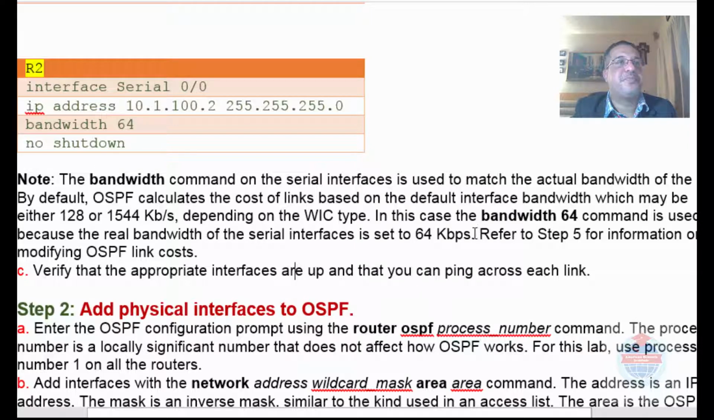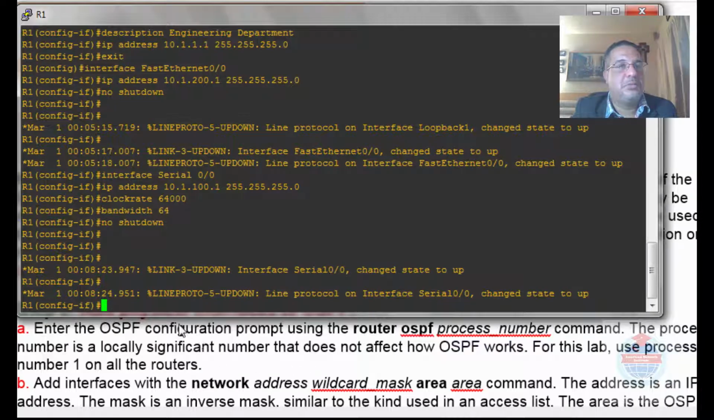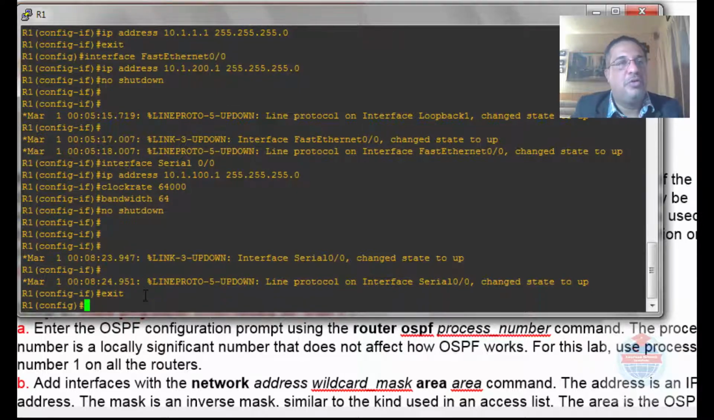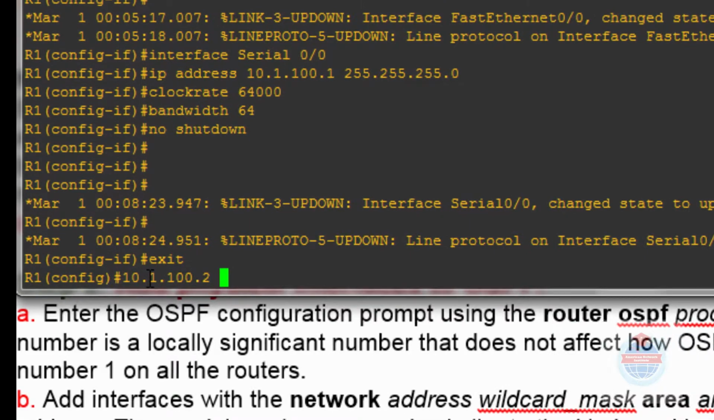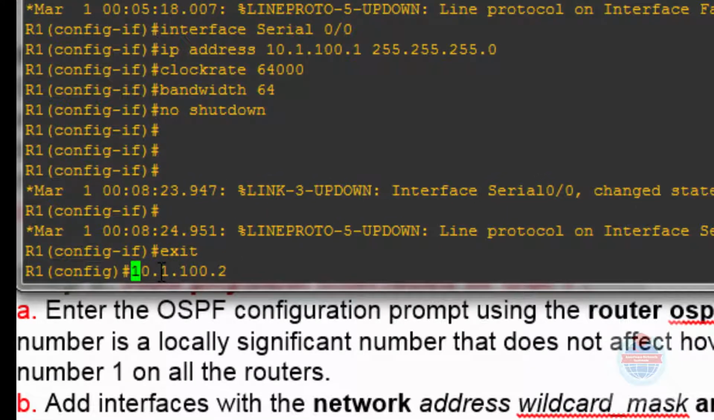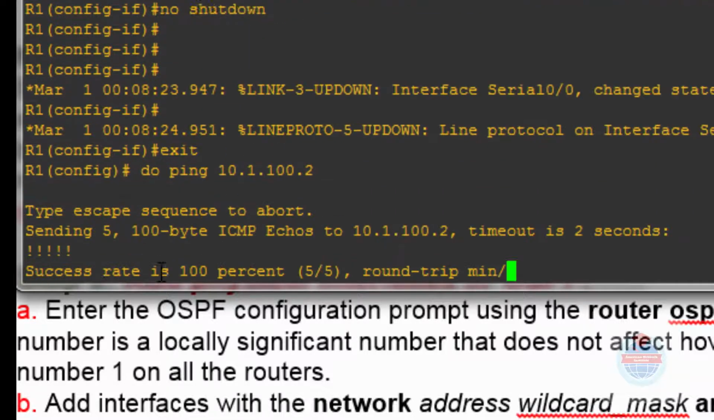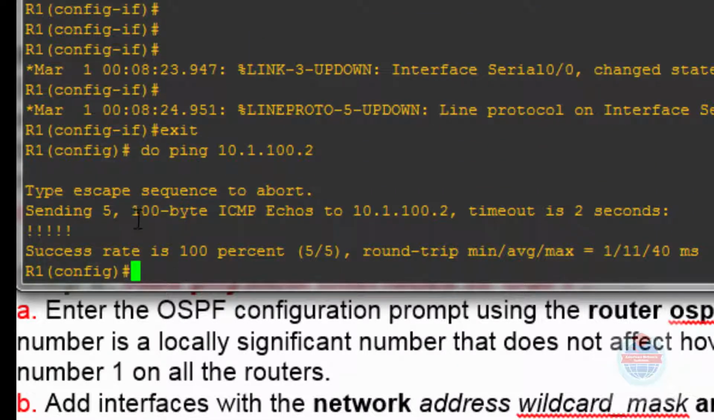So let's do this. From R1, I want to ping R2. So this value over here, exit, you see over here, and we're gonna do ping. Everything is 100%, and I am very, very, very happy.